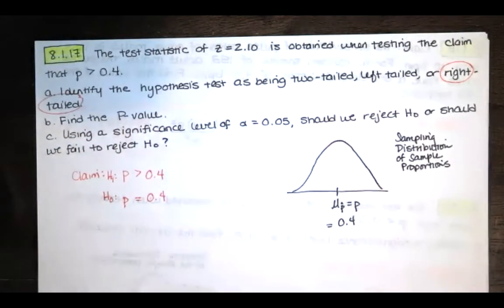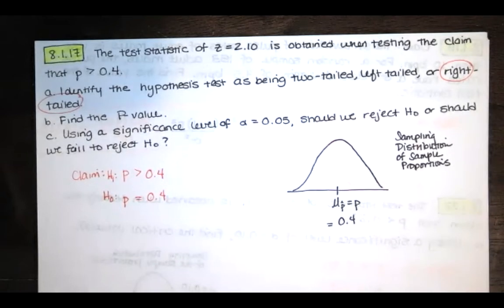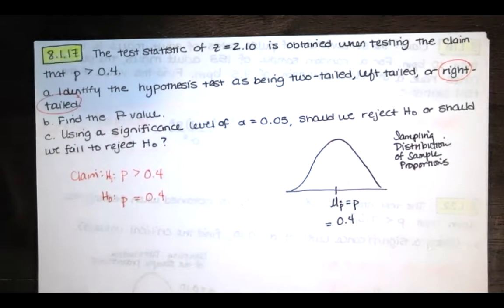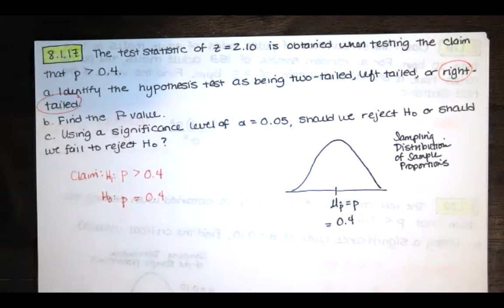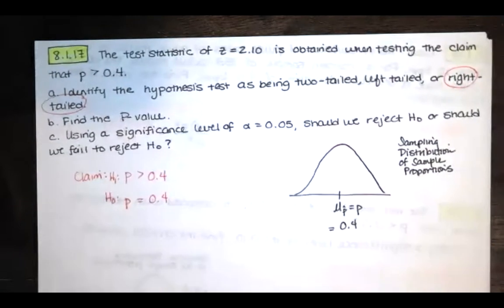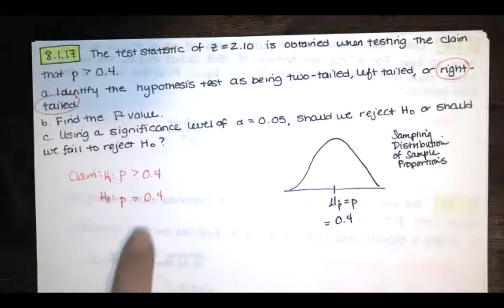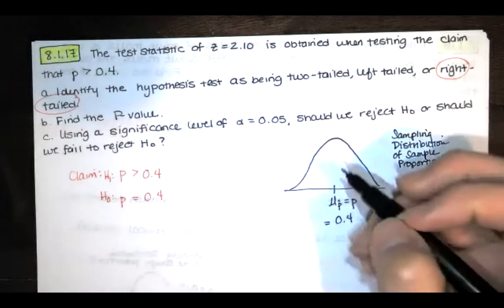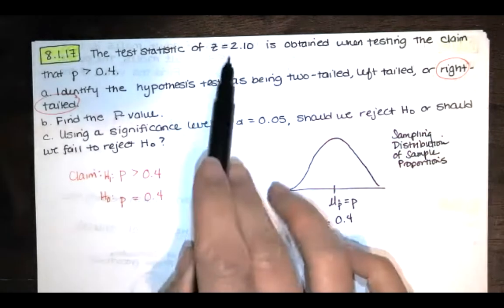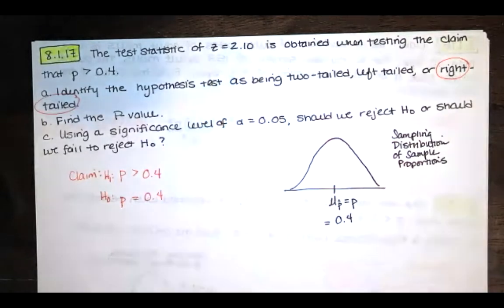And then we're asked to find the p-value. When you're finding the p-value, you have to determine what type of test it is first, if it's right-tailed or left-tailed. That's going to allow you to determine the p-value. If it's right-tailed, which in our case it is, the p-value is the area to the right of the test statistic.